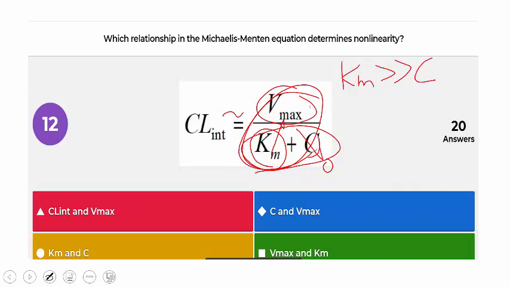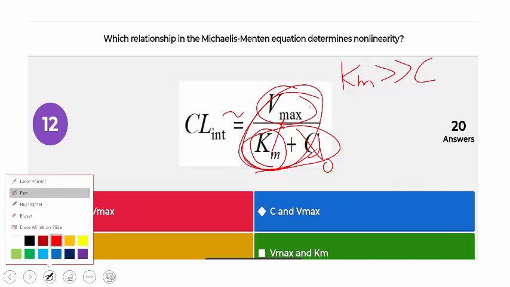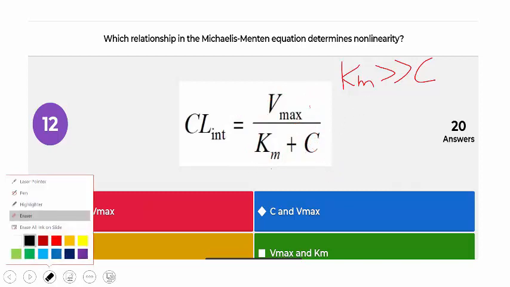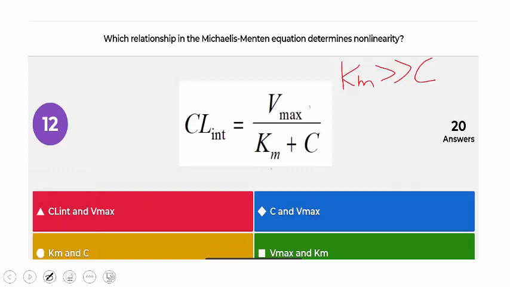If that's not the case, so if this is no longer true, if this is not true, then concentration has to stay in the equation, and therefore concentration is a determinant of your intrinsic clearance or your binding, etc. So the answer here is the relationship between Km and concentration.